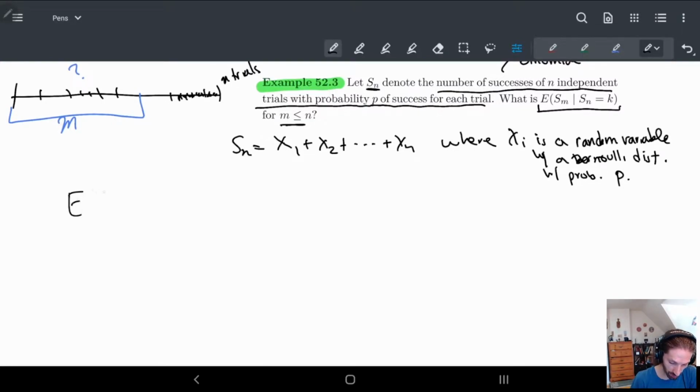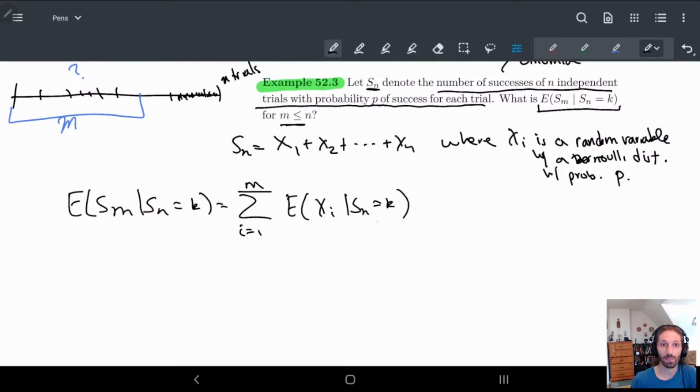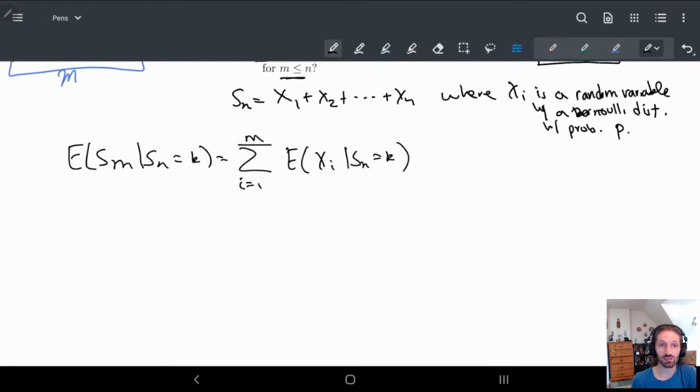So what we have is the law of total expectation basically tells me this I can actually break up into a summation of all of these xi's, right? So this is the sum from i equal to 1 up until m of the expected value of xi given that Sn is equal to k. So we just really need to solve this little smaller part. So hopefully this little smaller part is easier to do. So let's see, E of xi given Sn is equal to k.